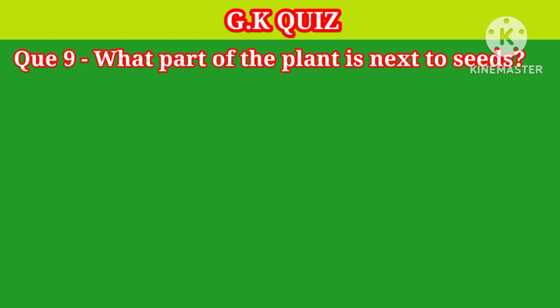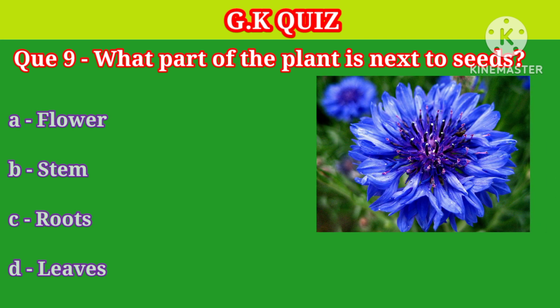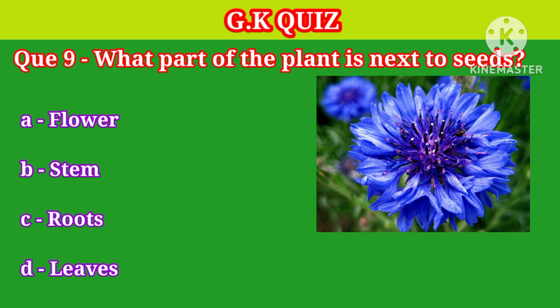Question number 9. What part of the plant is next to seeds? Your options: A. Flower. B. Stem. C. Roots. D. Leaves. Your right answer is flower.